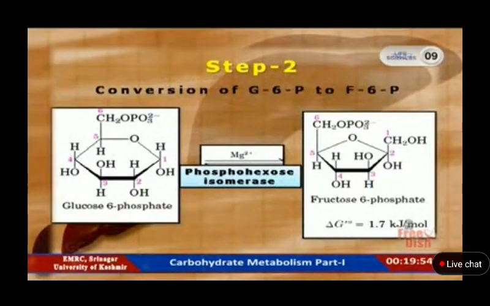Now the next step is reversible isomerization of glucose 6-phosphate into fructose 6-phosphate and the enzyme involved is called phosphohexose isomerase or phosphoglucose isomerase.